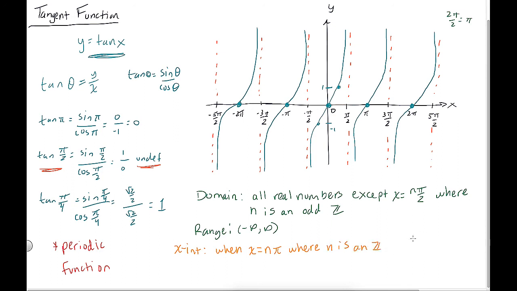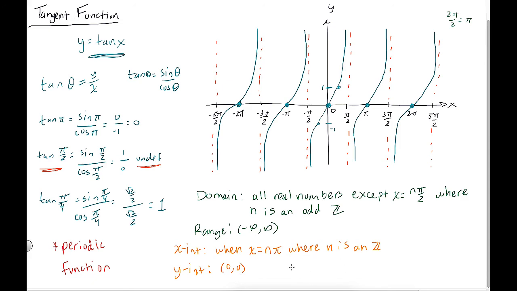Now, it doesn't have to be odd, right? Because notice 0, 2, they're not odd, but they count, they work. So we're going to just say where n is an integer. Let's see, it does have a y-intercept. Remember, it went through the origin. So the y-intercept is the origin.